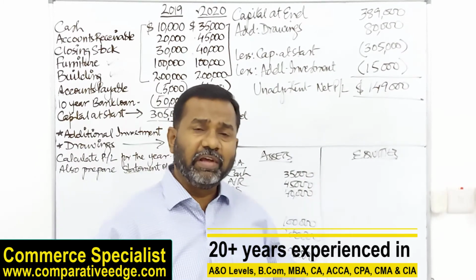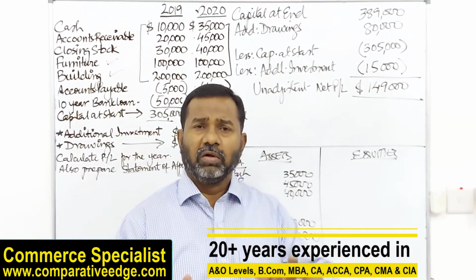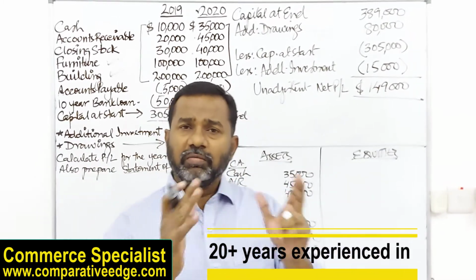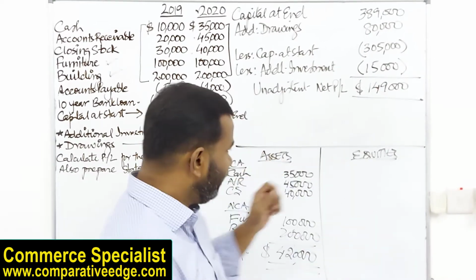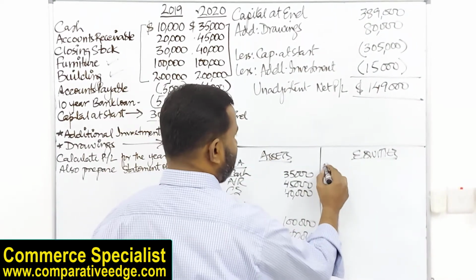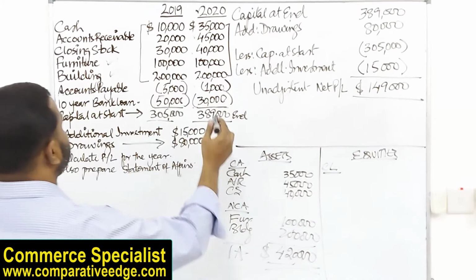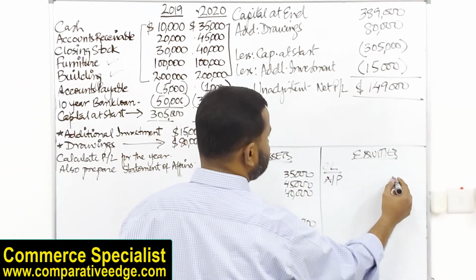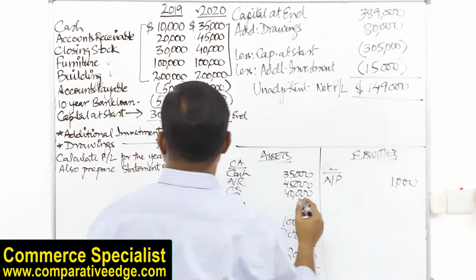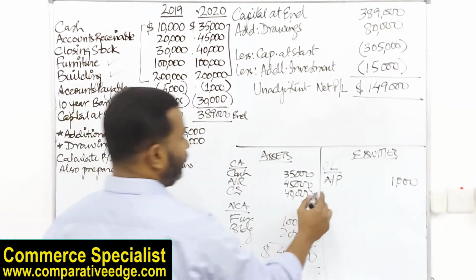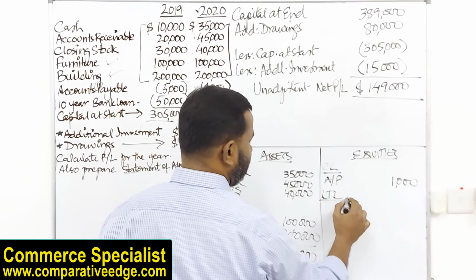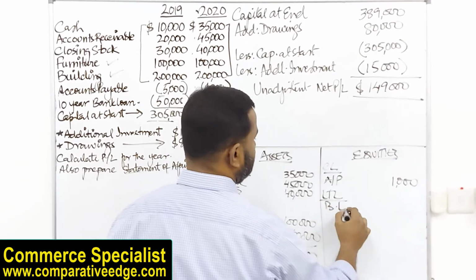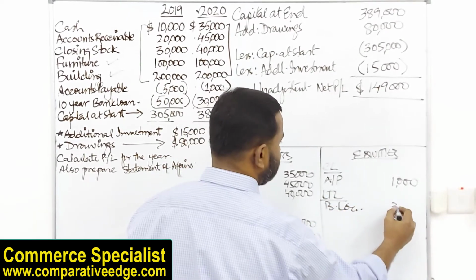On the other side, we have liabilities and capital. All the current liability, long-term liabilities, and the capital. Have a look at this. So you can start with current liability. Current liability, you have accounts payable, which is 1,000. You also have long-term liability as bank loan. So long-term liability is bank loan, which is 30,000.